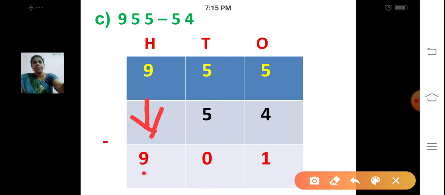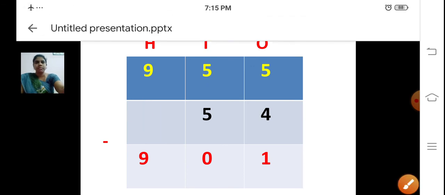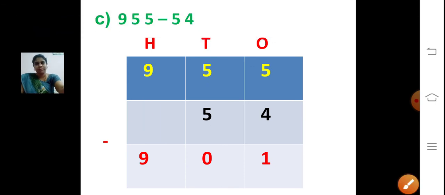I'll repeat it one more time. Start from the ones place. 5 minus 4 is 1. 5 minus 5, 0. 9, bring it down. So the answer is 901. Let's move on to the next sum.